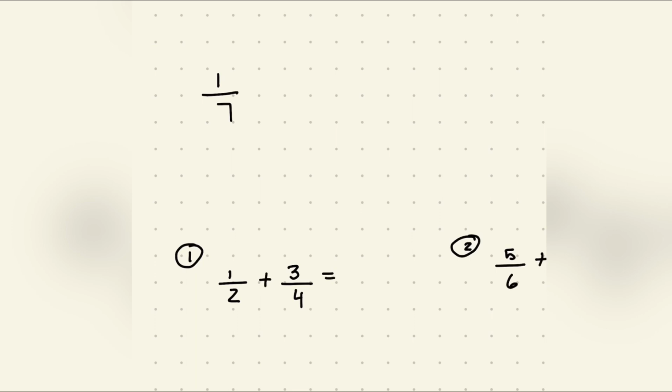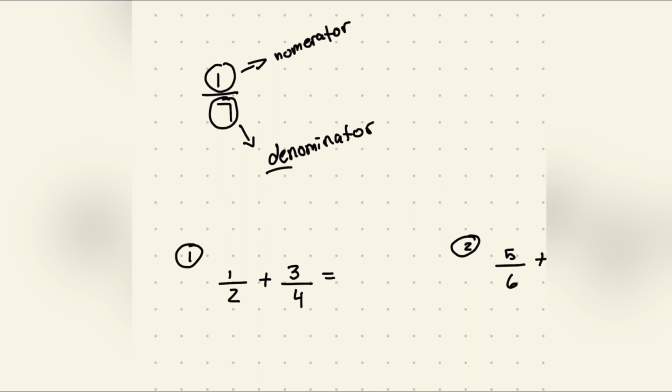So here, the 1 is called our numerator, otherwise known as the number on top, more informally. And then the 7 on the bottom is a denominator. So the way I think about it is that if it has DE, that's just the one at the bottom. So numerator is the top, denominator is the bottom.